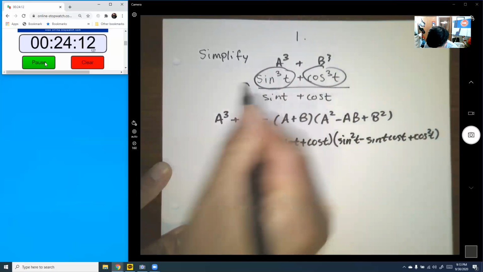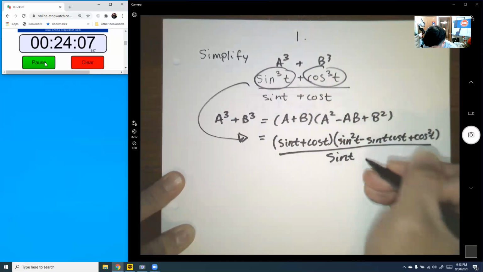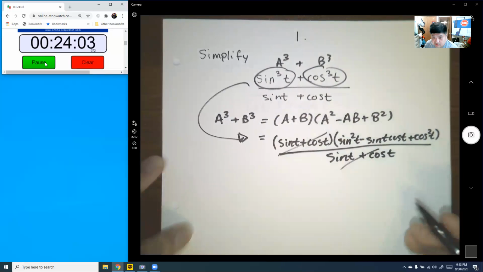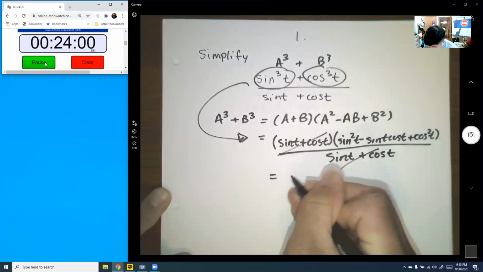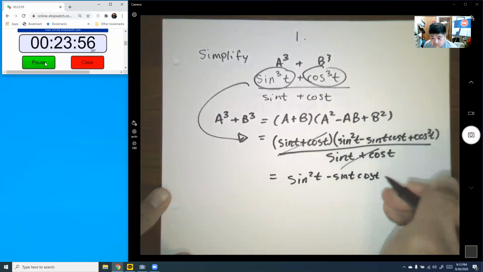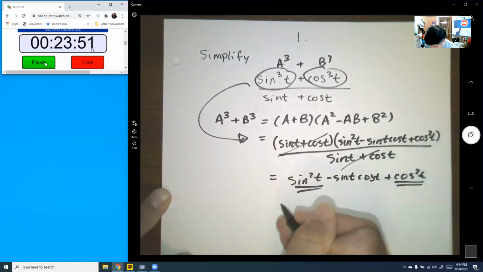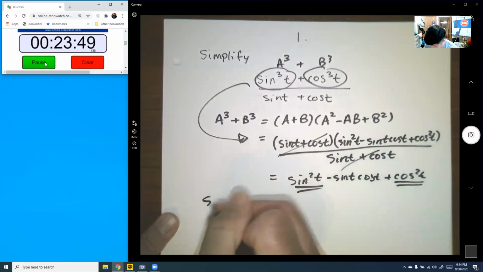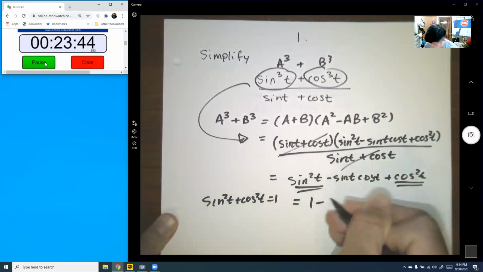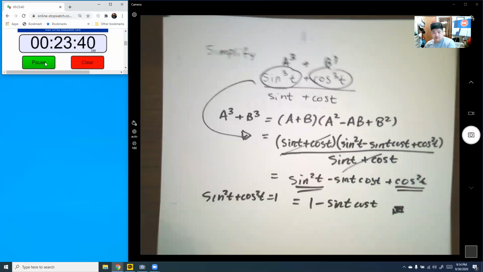And then this original expression is all over sine of t plus cosine of t, and sine of t plus cosine of t divides out. So then I have sine squared t minus sine t cosine t plus cosine squared t, and sine squared t plus cosine squared t is a Pythagorean identity, so that is equal to 1. So this is 1 minus sine t cosine t. That one is done. So here we go.